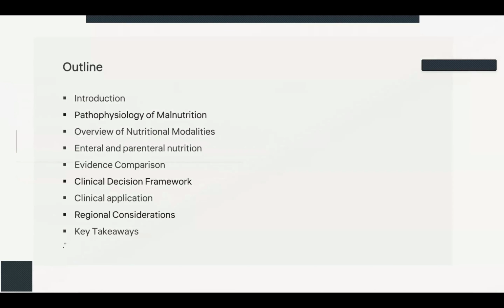So I will discuss the clinical problem, pathophysiology of malnutrition, overview of nutrition modalities with the explanation of enteral and parenteral nutrition with risks and advantages, evidence comparison, clinical decision framework, and finally the regional considerations relevant to our setting.